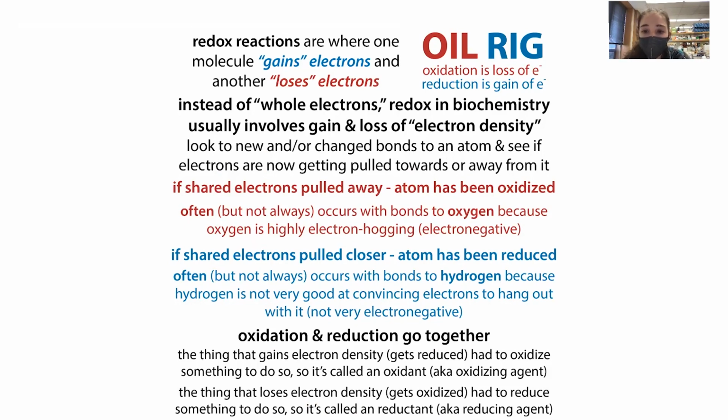And with reduction, you have a gain of electrons or electron density. So if you lose a bond to oxygen and instead form a bond to hydrogen, hydrogen doesn't have a very tight pull over its electrons. And so you can pull its electrons towards you, since you'd be more electronegative than it is, and you get more of the electrons. We call that reduction. And these are going to go side by side: if you oxidize one thing, you have to reduce another.